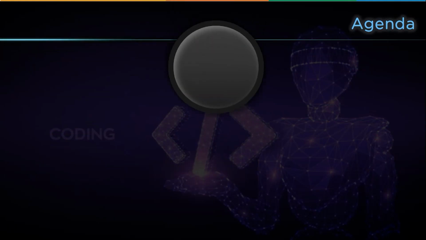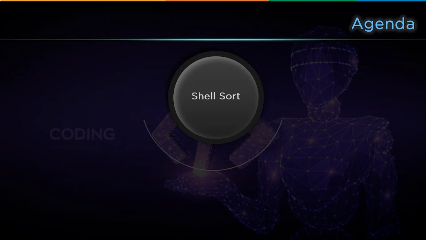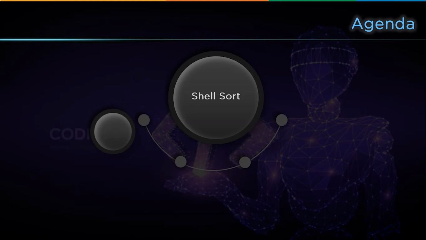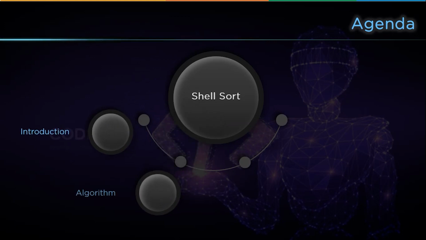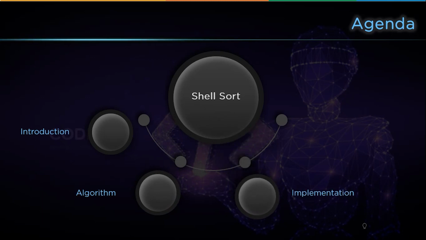In this session, we will discuss shell sort. We will begin our session by introducing shell sort. Then we will discuss the shell sort algorithm. After that, we will implement shell sort in a code editor. Finally, we will sum up what we have learned from this session.